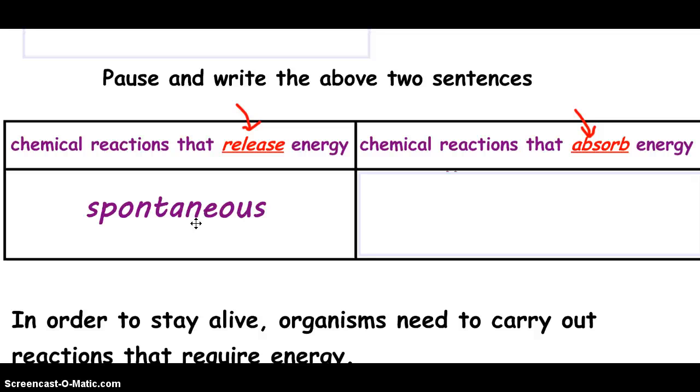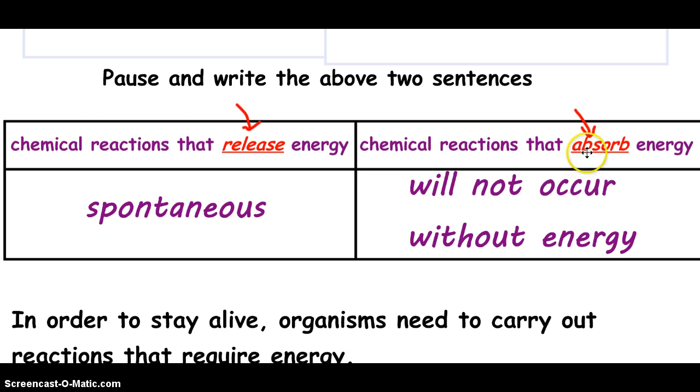Because if you think about rust, rust is a spontaneous reaction of the metals being exposed to oxygen, and that turns into an oxide after a while, which is rust. This happens really slowly, but it's still spontaneous. It doesn't need an enzyme. It doesn't need extra energy to make it happen. So if we're releasing energy, it's spontaneous. But there are some that aren't spontaneous. Chemical reactions that absorb energy will not occur without energy. So in order to form those bonds, we need extra energy.